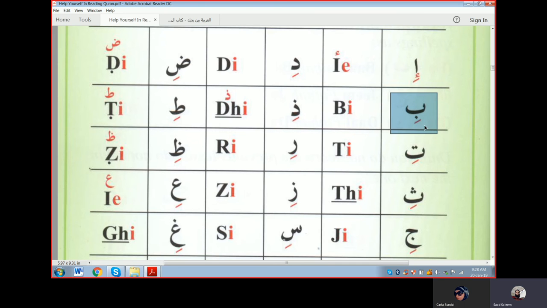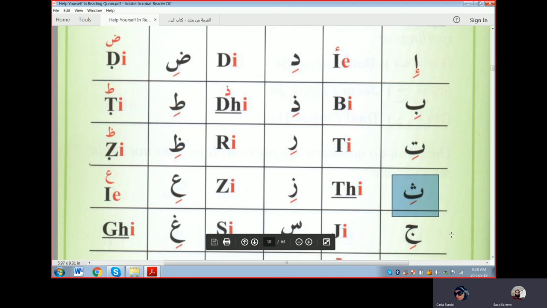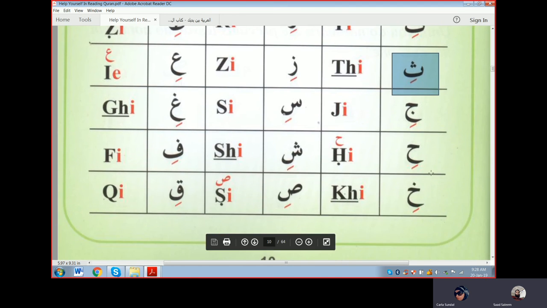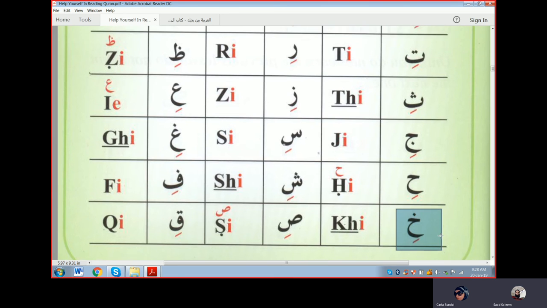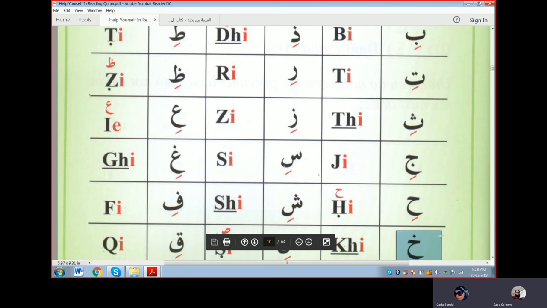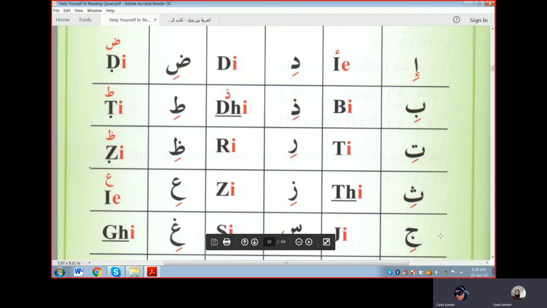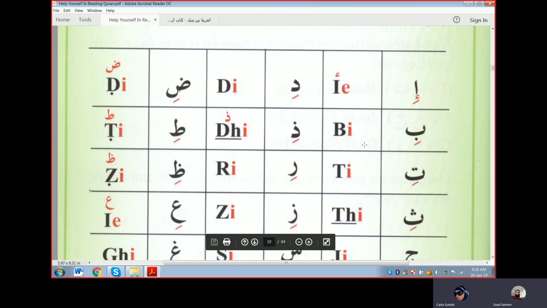Ba, kasra, bi. Ta, kasra, ti. Tha, kasra, thi. Jim, kasra, ji. Ha, kasra, hi. Kha, kasra, khi. Good, good. Now try to read this.